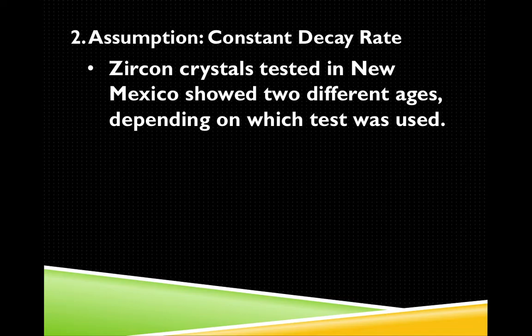In New Mexico, they found some zircon crystals, which are igneous, and those zircon crystals showed two different ages depending on which test was used.